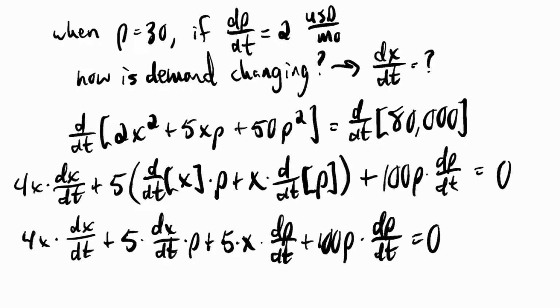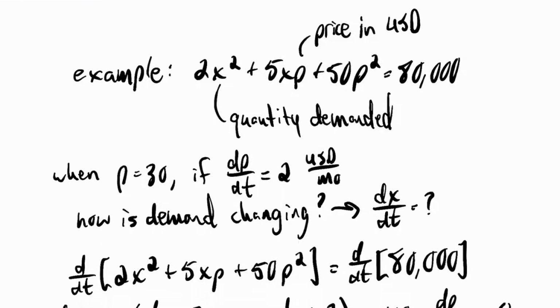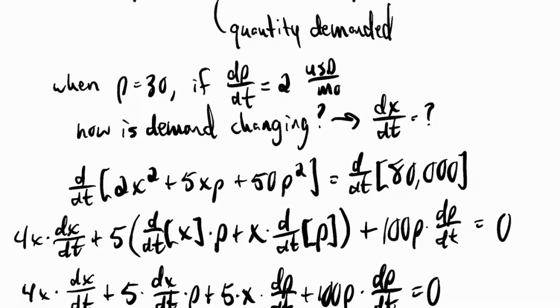Now, I don't have a number for x. I wasn't given a number for x. I was given a number for p, and I was given a number for dp/dt, but I was not given an x value. So we have to find an x value. So go ahead and pause the video and think for a minute. How are we going to do that?